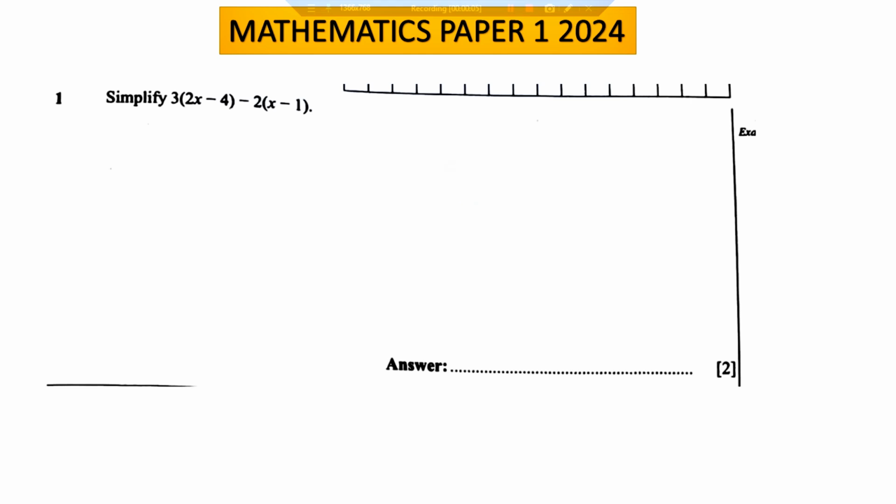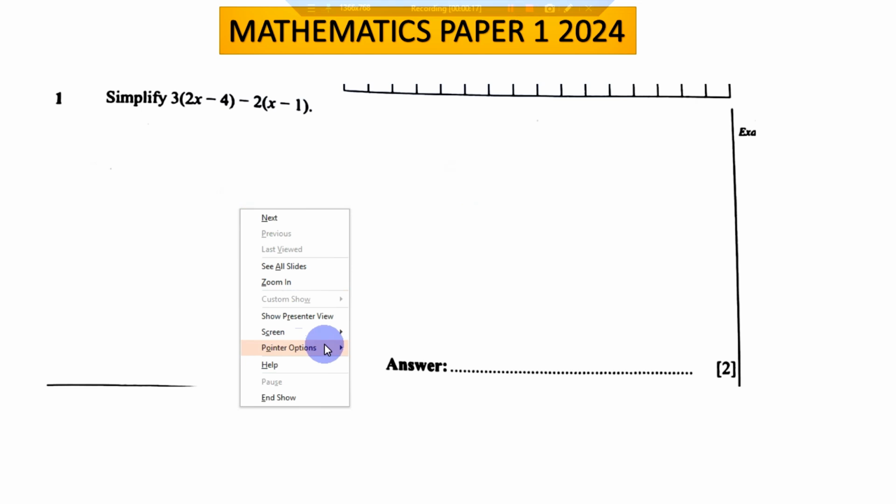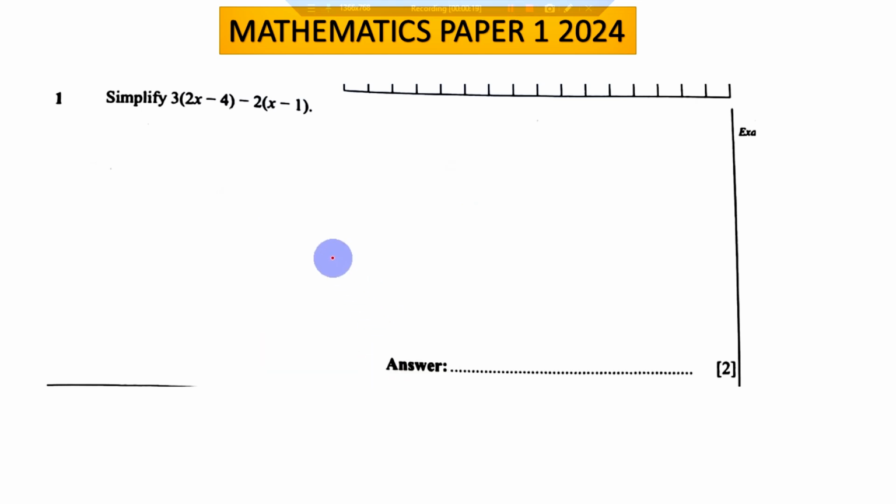We're looking at Mathematics Paper 1, 2024 internal. And question 1 reads: simplify 3x, open brackets, 2x minus 4, close brackets, minus 2, open bracket x minus 1.